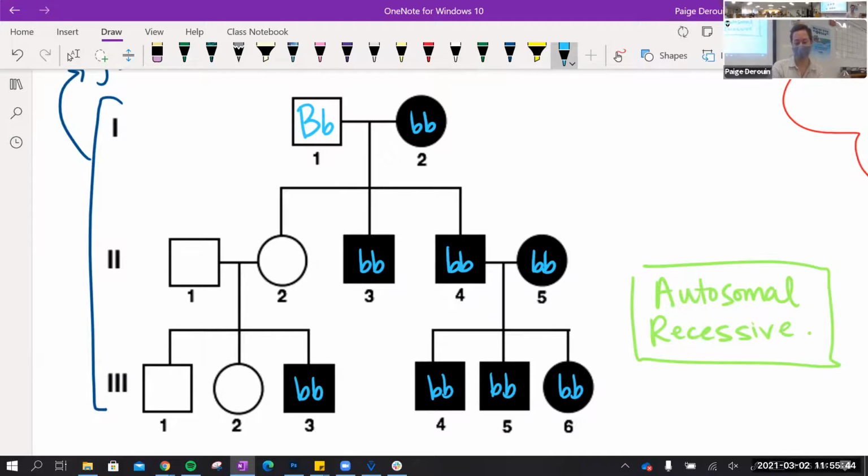Okay, what about his daughter, who's person 2-2? What does she have to be? Good. She has to be heterozygous also because her mom could only give her a small b. And she doesn't have the trait, so she has to have a big B.